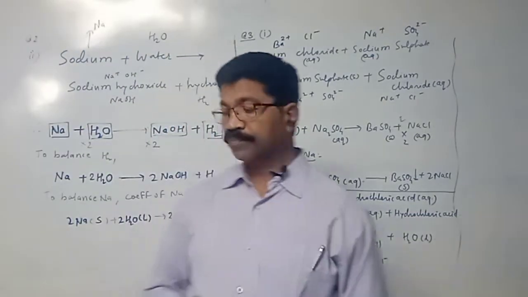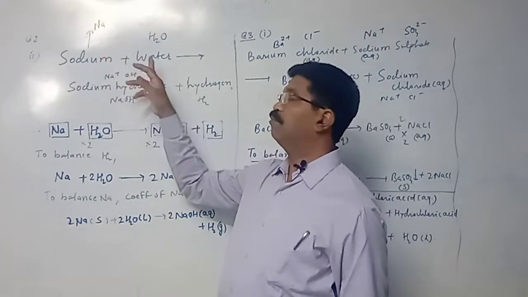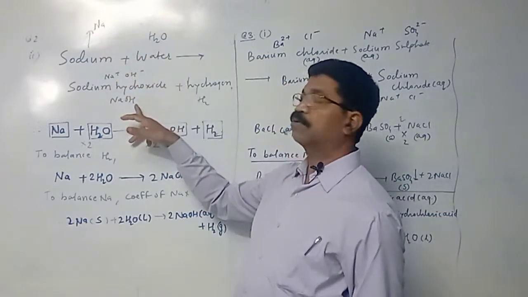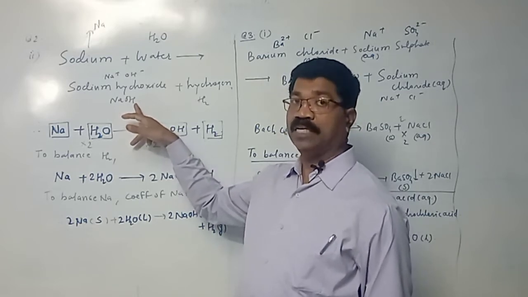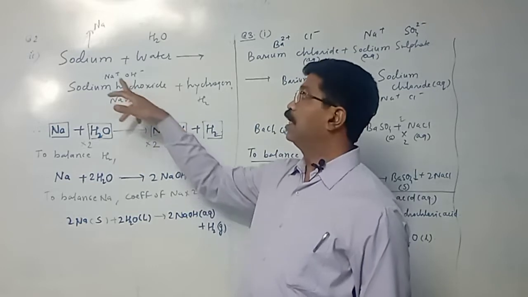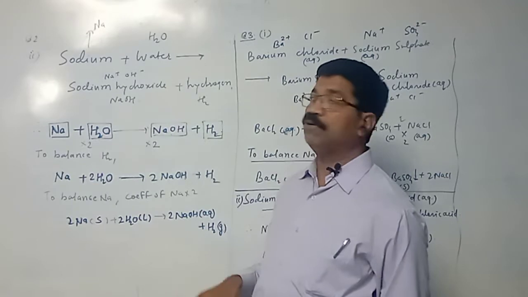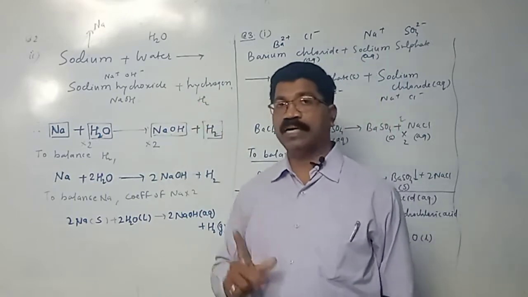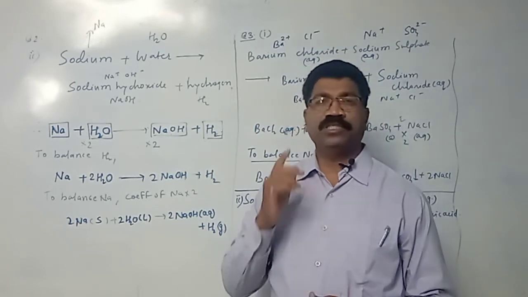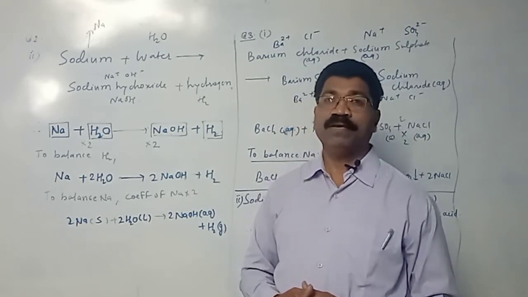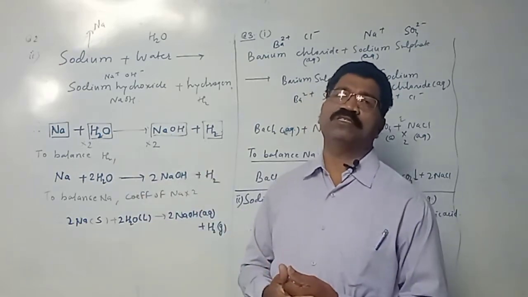So what to do now? We have to write the formulas. We know sodium is Na, water is H2O, sodium hydroxide is NaOH. The sodium ion was Na+, the hydroxide ion was OH-. Na+ and OH-, with 1 and 1 charge, we cancel that and write the formula as NaOH, then hydrogen is H2. That's why we recommend that you know all those ions that we have seen in the very second period. That is to be remembered. If you remember it, it will be very easy to write all these reactions.